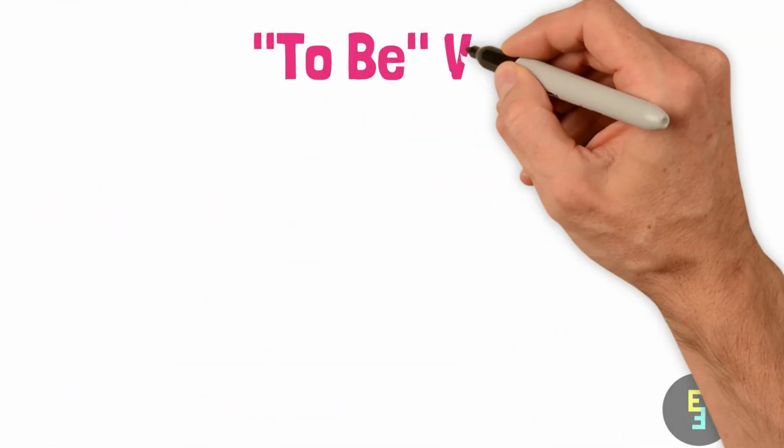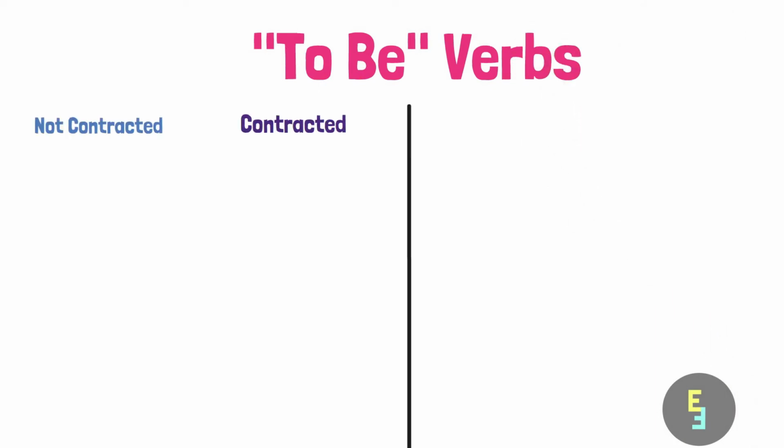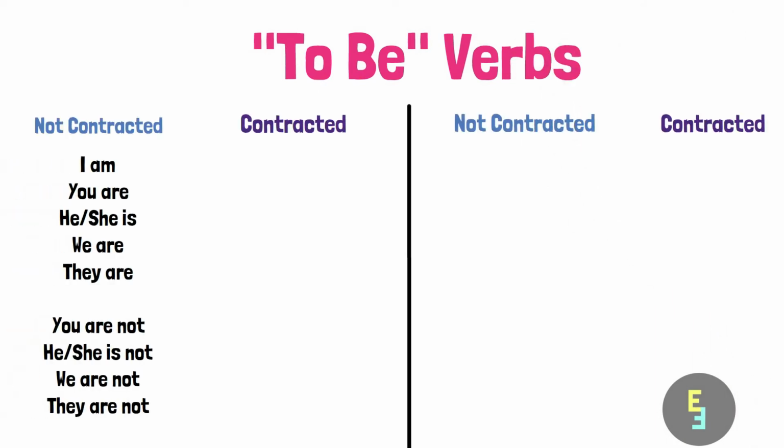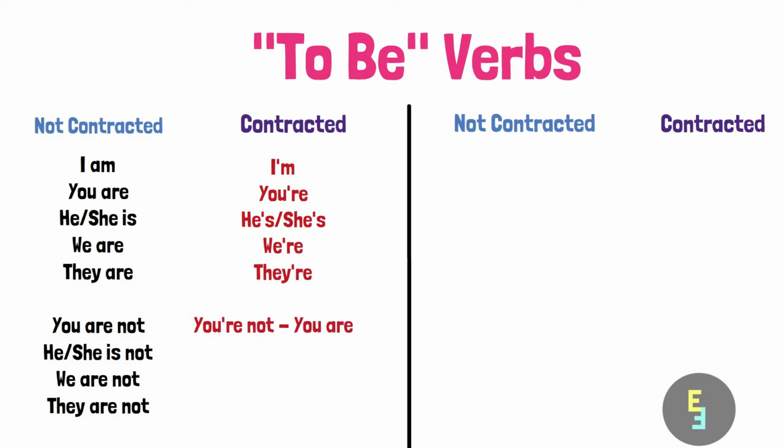Let's start with the contractions of pronouns and to be verbs. The contracted version of I am is I'm. You are. You're. He or she is. He's or she's. Next, we have we are. We're. They are. They're. The following contractions have two versions.